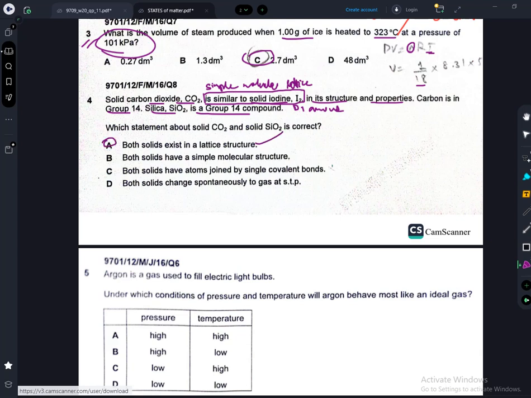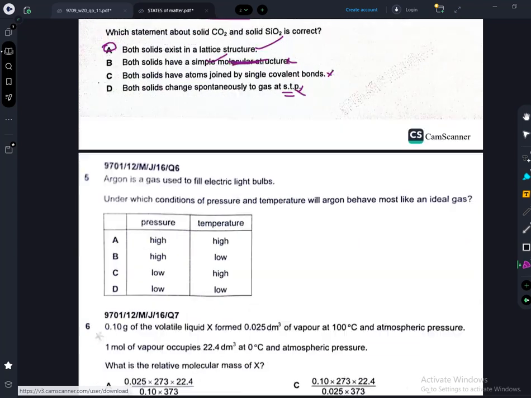What we will have to check is B. Both solids have a simple molecular structure. Carbon dioxide has, but SiO2 doesn't, so it is incorrect. Both solids have atoms joined by single covalent bonds. No, in SiO2 there is ionic bonding. And both solids change spontaneously to gas at STP, at standard temperature and pressure. No, SiO2 doesn't change to gas at STP.